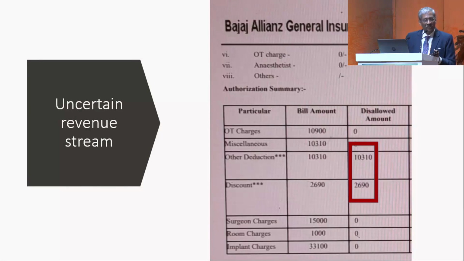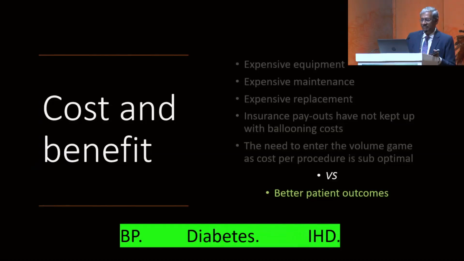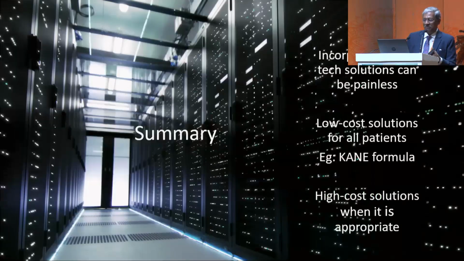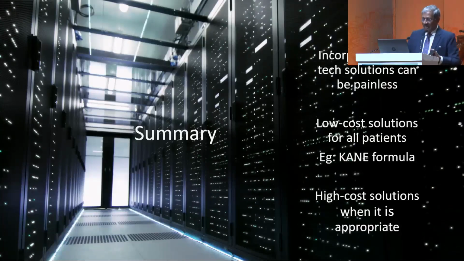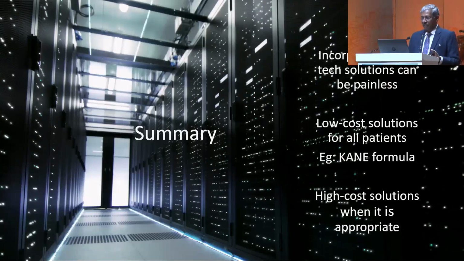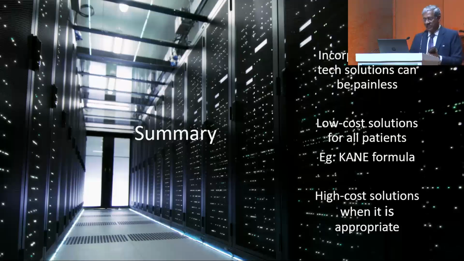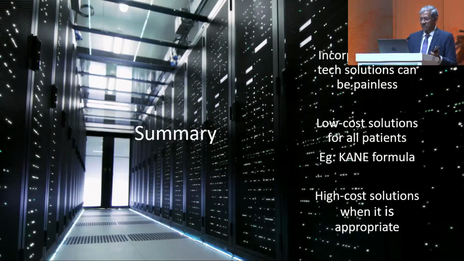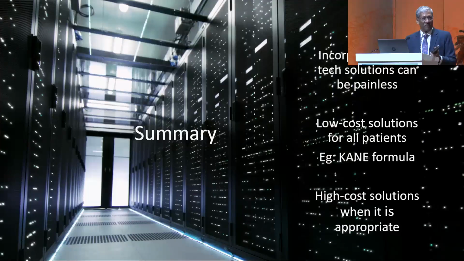Our revenue stream is uncertain with our insurance payouts decreasing. So although we want the best outcomes for our patients, we have to make sure we don't get diabetes, hypertension, or ischemic heart disease. We should not pay a price for the better outcomes that we aim for our patients. So incorporating high-tech solutions can be painless if you choose low-cost solutions like using an online Barrett's or Kane formula, which is applicable to all. The high-cost solutions should be used only when they are appropriate. Thank you.